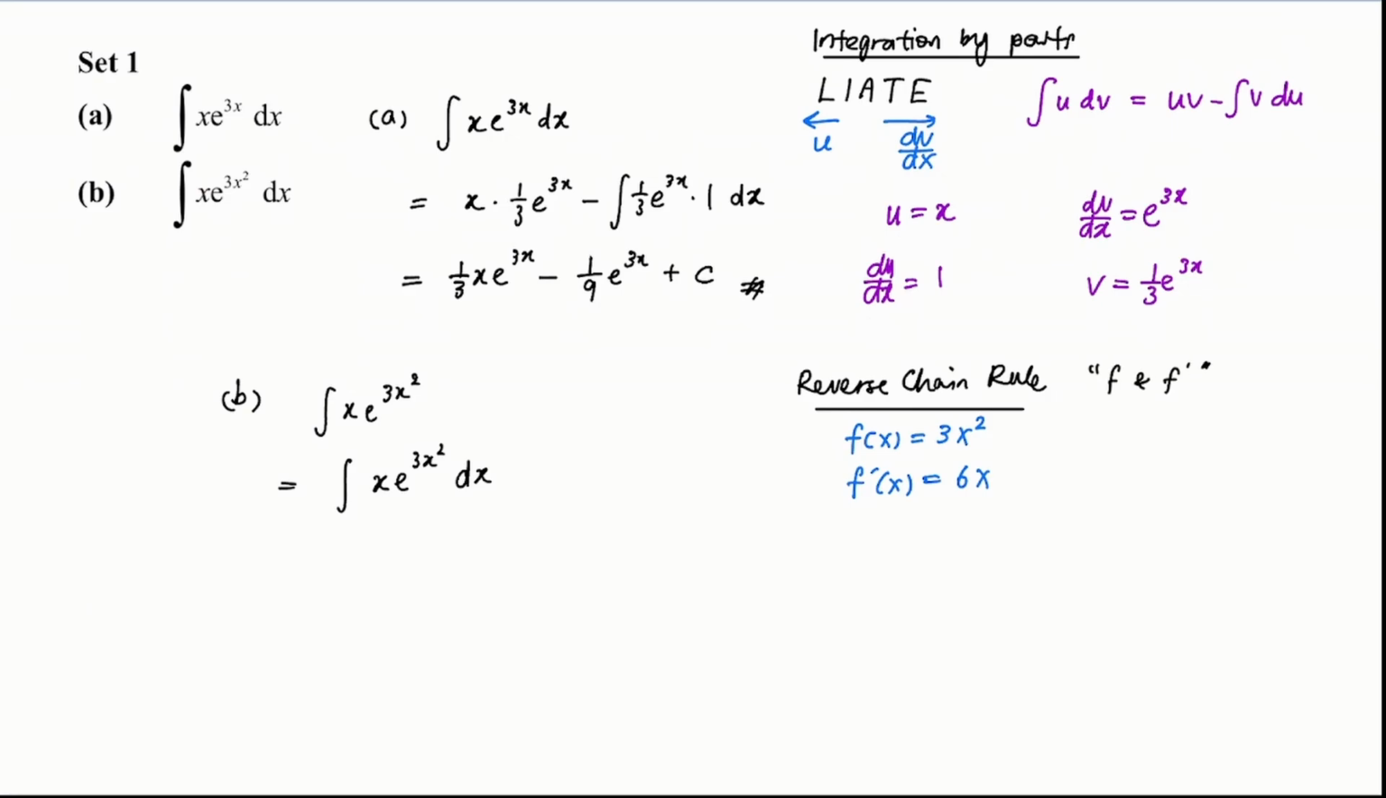Okay, f and f prime of x. Now let's try to see what this is. This one we need a 6x, right? So I need to balance a 1 over 6 in front. And this one is in the format of f prime x e to the power of fx.